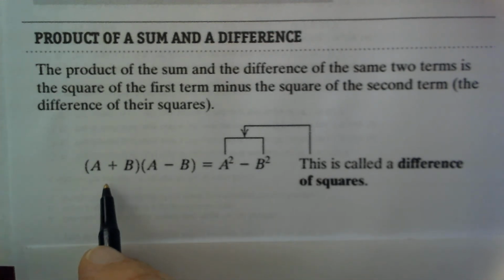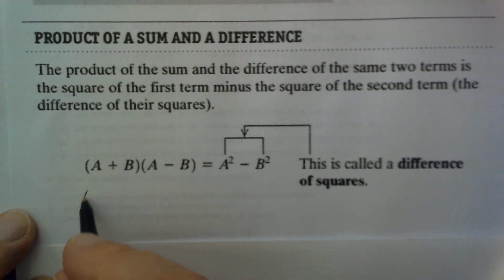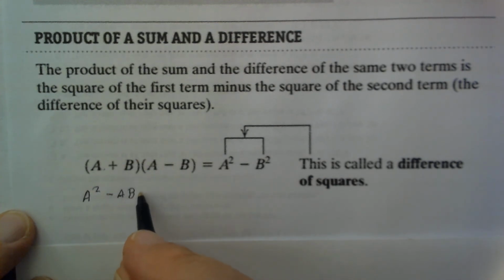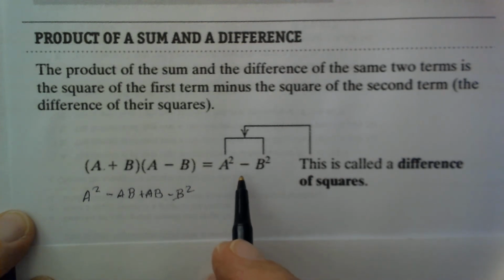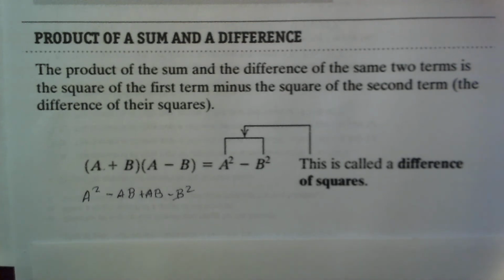Why is that? Well, because a times a, of course, is a squared. But a times minus b is minus ab. And b times a is plus ab. And b times minus b is minus b squared. So these terms cancel out. Minus ab plus ab is 0. Therefore, we only have a squared minus b squared, the difference of two squares. In other words, the difference of squares of the two terms. So we're applying that to some of the exercises.